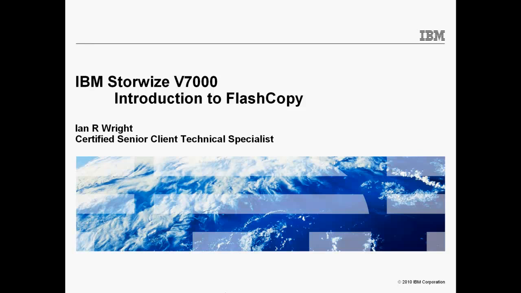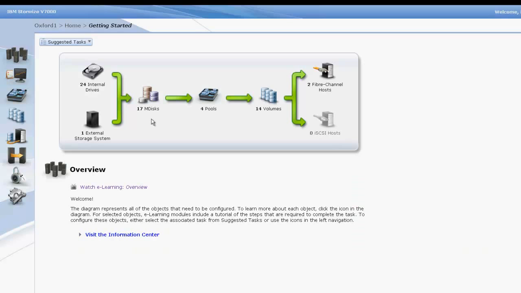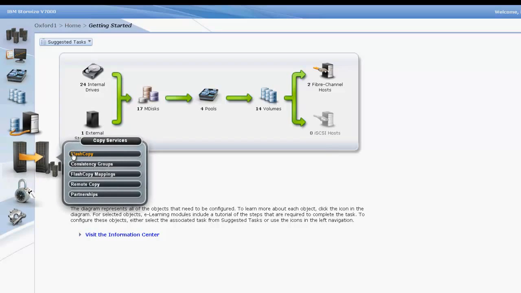I'm a certified senior client technical specialist with the IBM Corporation System Storage, and today we're going to be going through an introduction on FlashCopy. In order to make a replica of any volume in the IBM Storwize V7000, we use the FlashCopy feature, which is included in the system. The process is very quick and easy with the IBM Storwize V7000 interface, and all that we have to do to get started is go to the Copy Services menu and click Flash Copy.